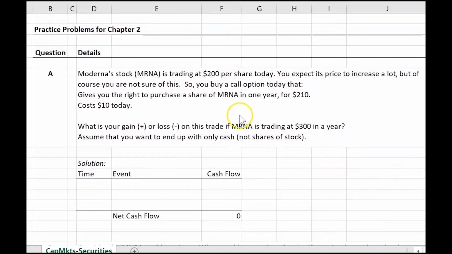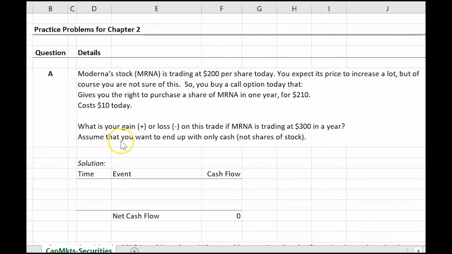So let's see what we can do here. We've got an option example. Moderna's stock is trading at $200 a share today. You expect its price to increase a lot, but of course you're not sure. So you buy a call option today, which is going to give you the right to purchase a share in 1 year for 210, and that option contract, the call option contract, costs you $10 to purchase today. So what's going to be your gain or loss if Moderna is trading at 300 in a year?